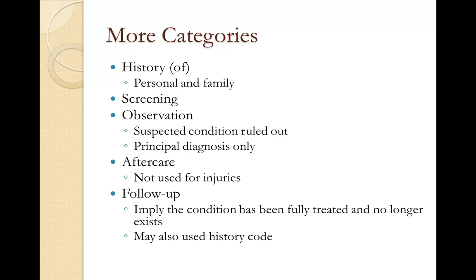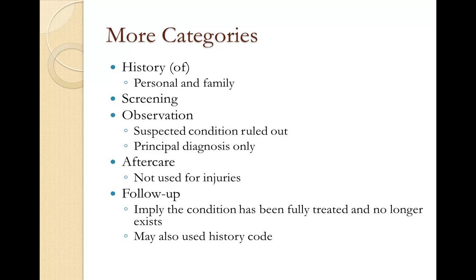Observation. We talked about observation codes a little bit with newborns. There's also observations for the rest of us that are not 28 days or less. So these are for suspected conditions that are ruled out, and there's also a Z03.7, which I don't have on the slide, for encounter for suspected maternal or fetal condition ruled out. That is one that can be an additional diagnosis. Typically, your other observation codes are going to have to be your principal or first listed diagnosis.